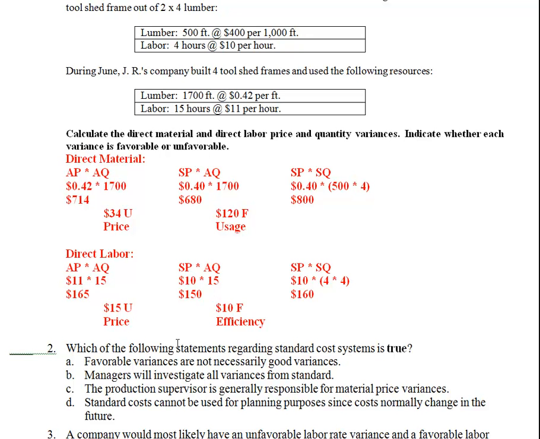One last thing to note on this problem is when you're dealing with labor, sometimes they refer to the price variance as the rate variance. So sometimes we call it a direct labor rate. So therefore, they will refer to the price variance as the rate variance. But again, the only thing that's changing is the name, nothing else.